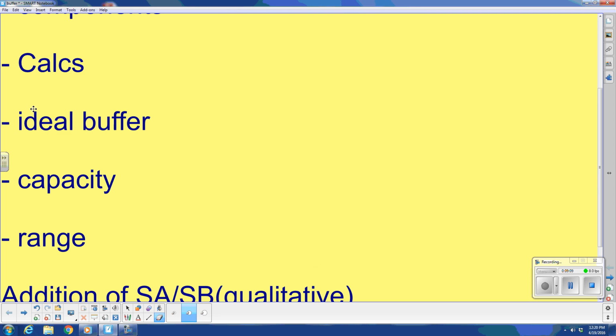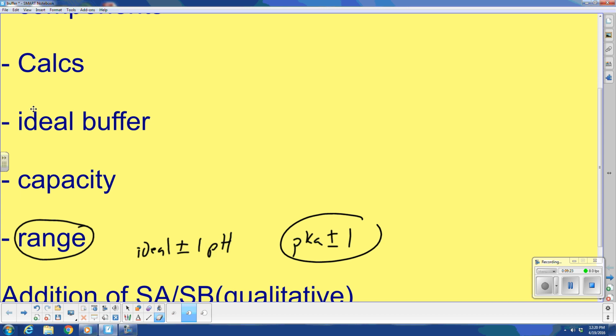Range. Range is simple. My typical range is my ideal plus or minus 1 pH unit. And so that would be usually what? pKa plus or minus 1 pH unit. All right? It's assuming that we are dealing with an acid. If you're looking at a base buffer, then you're going to have pOH plus or minus 1 unit.